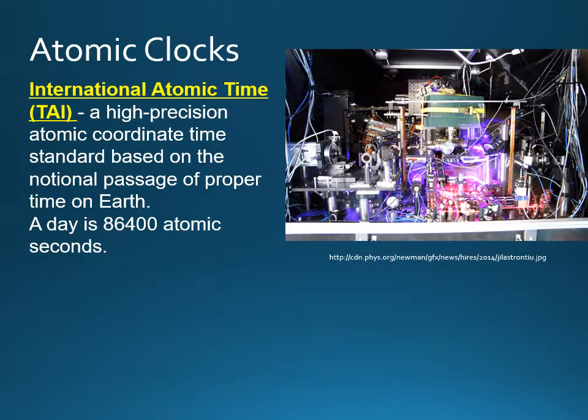The third type of mechanical clock is the atomic clock. Atomic clocks are extremely accurate. The most accurate atomic clock won't lose or gain a second in 15 billion years. Our day is based on atomic clocks. International Atomic Time, or TAI, is a high-precision atomic coordinate time standard based on the notional passage of proper time on Earth. A day is defined to be 86,400 atomic seconds. This is International Atomic Time Day.